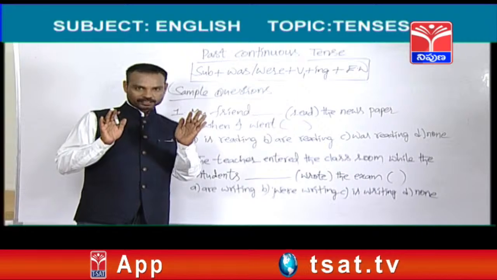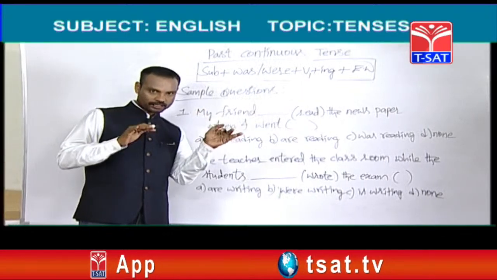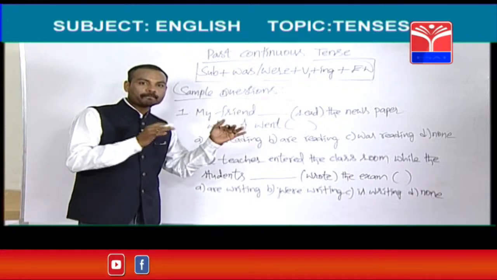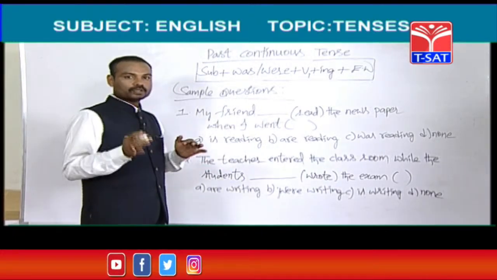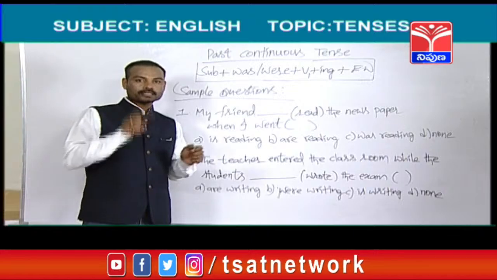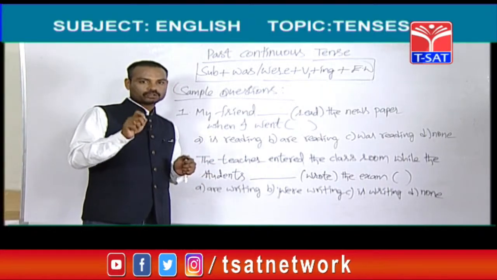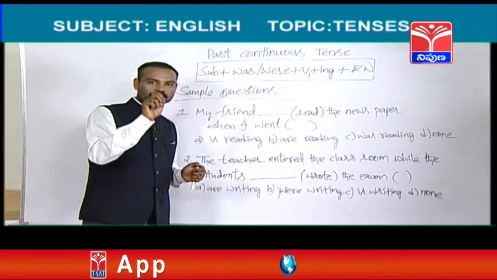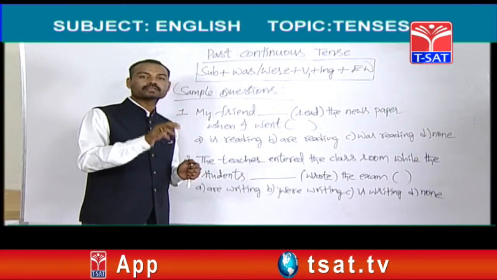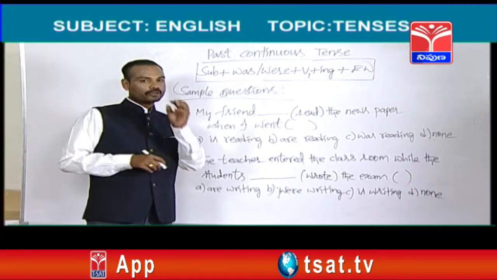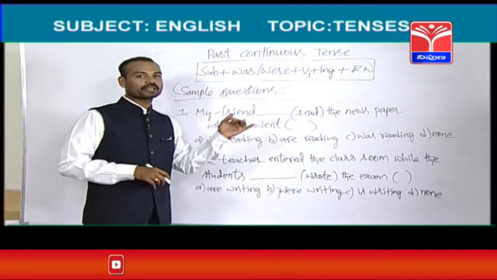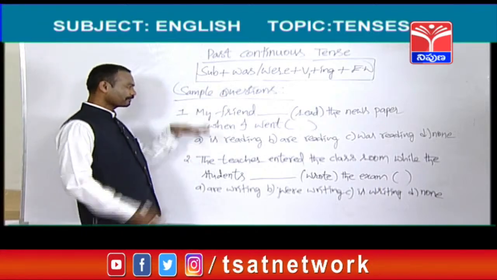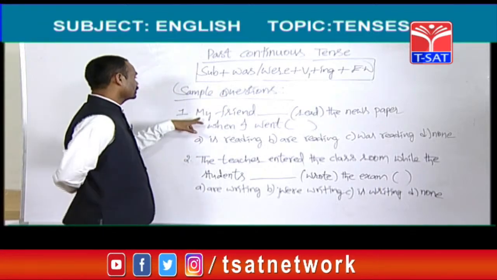Friends, did you understand very clearly about past continuous? Now, I am going to show you some sample questions from past continuous tense. In past continuous, there are two keywords, two symbols. They are when and while. These are the keywords, or the symbols, of past continuous tense. With the help of these keywords only, we can find out the sentence. So, here are some sample questions from past continuous tense.